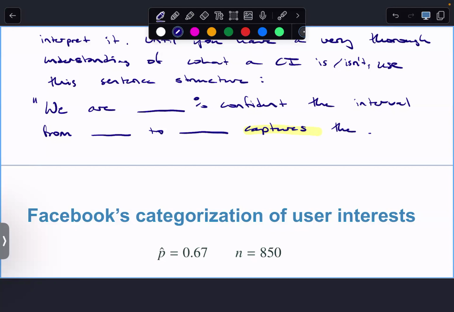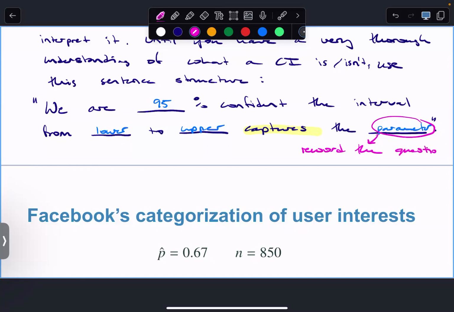Now, the blank, and here I'll say the default is 95% from the lower to the upper, and then the parameter. That seems innocent enough. But what is the parameter in this case? It's the population proportion or the true proportion of American Facebook users who feel that the algorithm correctly identified their interests. But what are we going to do? You're going to take the question that I've given you, because I'll try to phrase it in a way where you can just reword it as an answer, right? And so here, this parameter, reword the question as an answer.